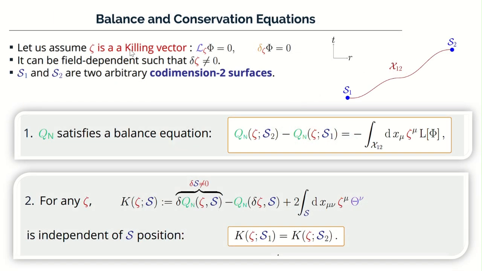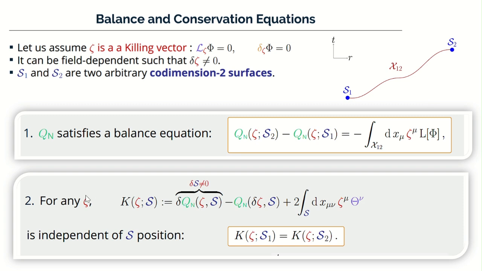We applied our framework to charges associated with Killing vectors and proved two theorems that establish rigorous bases to get the Smarr relation and the first law of black hole thermodynamics. The first theorem is actually a balance equation. We have shown that for any Killing vector, the difference in nodal charge between two codimension-two surfaces, like S1 and S2, equals the integral of the Lagrangian over the connecting surface. For Killing horizon generators, this leads to the Smarr relation.